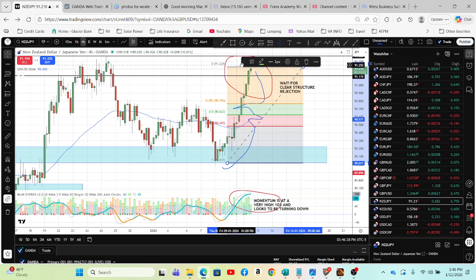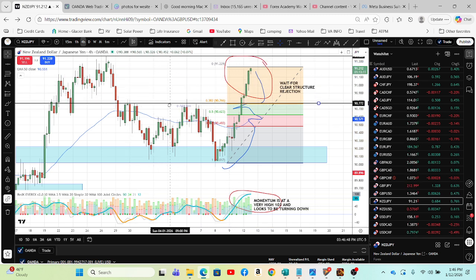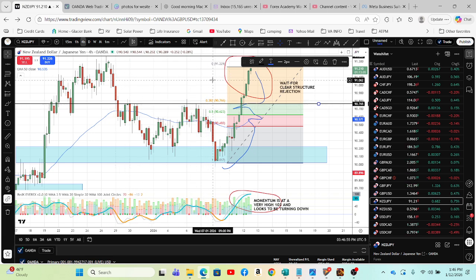If it does reject in this area, I'd be looking for something to come back here about 38% of the Fibonacci. And that actually sits right in, I'm going to move this line here. As you can see, it kind of sits right into some support in this area. So that would be my target.